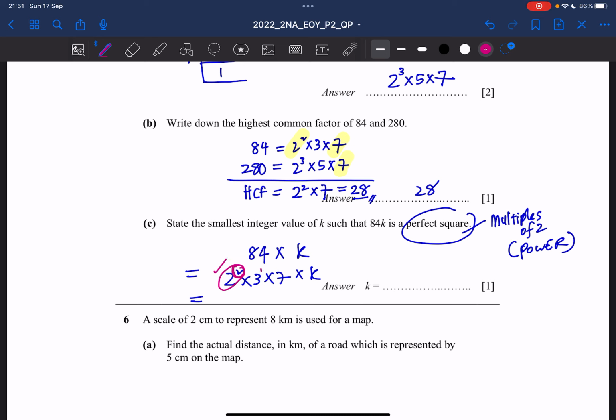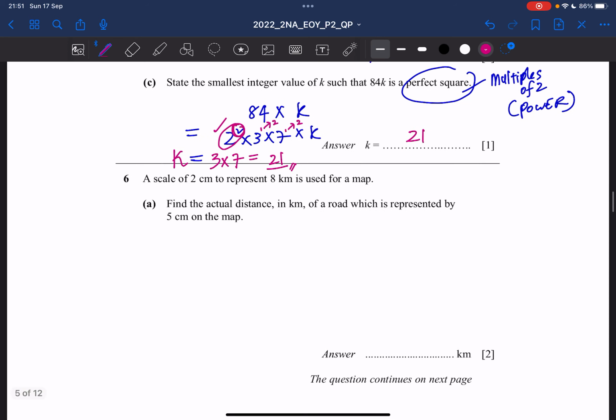This is 3 to the power 1, so the power must go up to 2. Therefore our k needs to be multiplied by another 3. Then this 7 here is power 1, so it's not a multiple of 2, so it needs to go up to 2. So times another 7. So the answer is 21.